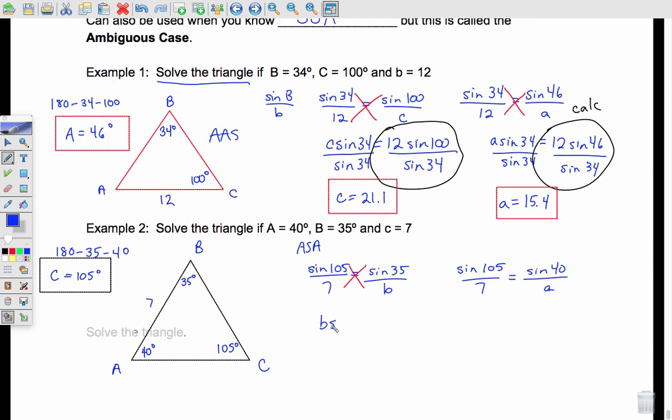Same story with this one. Cross multiply. So B sine 105 equals 7 sine 35. All right, divide by the sine of 105. And we find out that side B is 4.2.